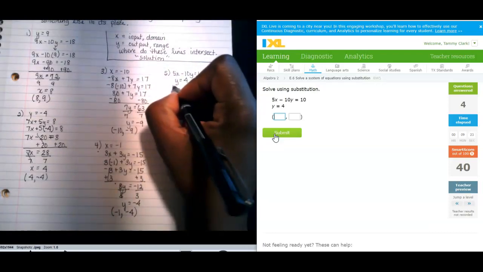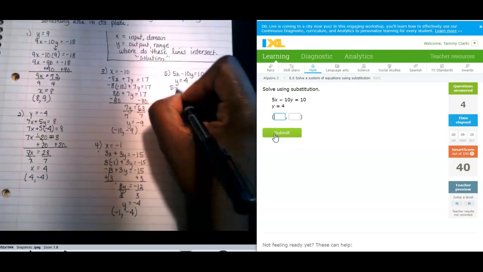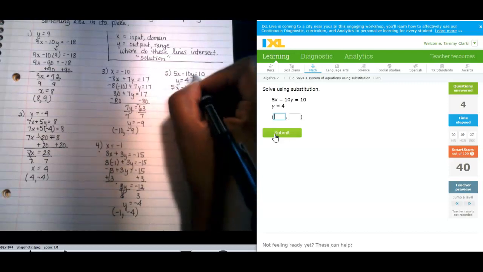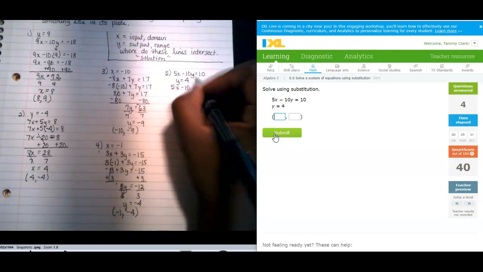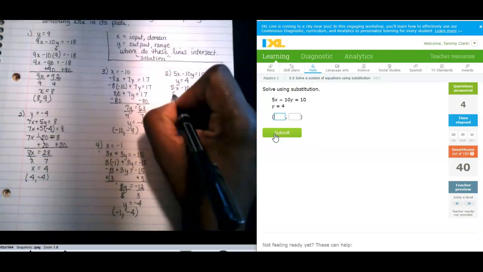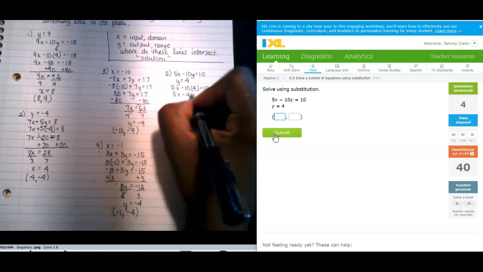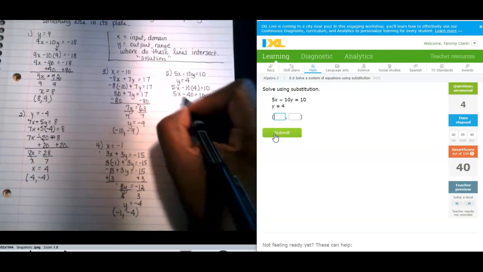So now I'm going to do the same thing I've been doing. 5x minus 10. Where I see y in the first equation, I'm going to replace it with the value of y of the second equation. So 10 times 4 equals 10. So I've got 5x minus 40 is equal to 10.